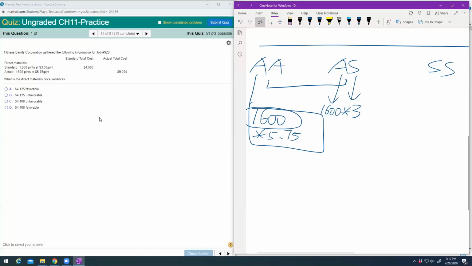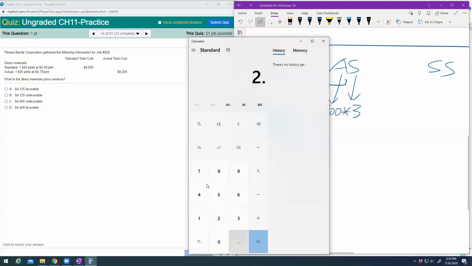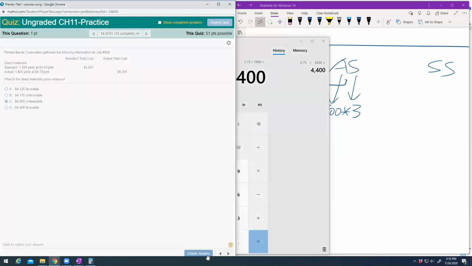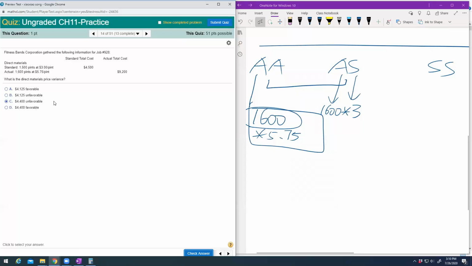So your standard said is $3, but your actual is 5.75. So you have a favorable or unfavorable? First, you know it's unfavorable. And then how much is it? For one pint, you spend 2.75 extra, and totally you purchased 1,600. So it will be 4,400 unfavorable. 4,400 unfavorable as our price variance.